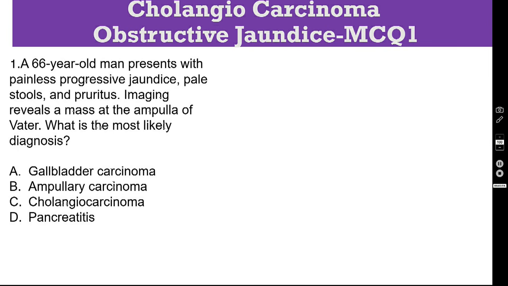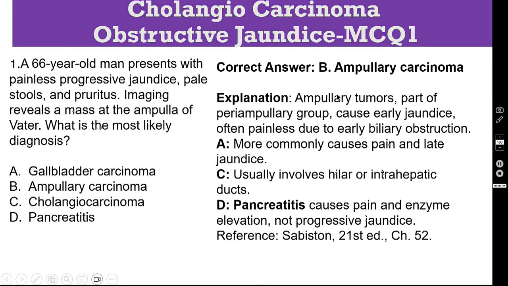So MCQ 1. A 66-year-old man presents with painless progressive jaundice, pale stool and pruritus. Imaging reveals a mass at the ampulla of Vater. What is the most likely diagnosis? A. Gallbladder carcinoma. B. Ampullary carcinoma. C. Cholangiocarcinoma. And D. Pancreatitis. Of course, the correct answer is B.